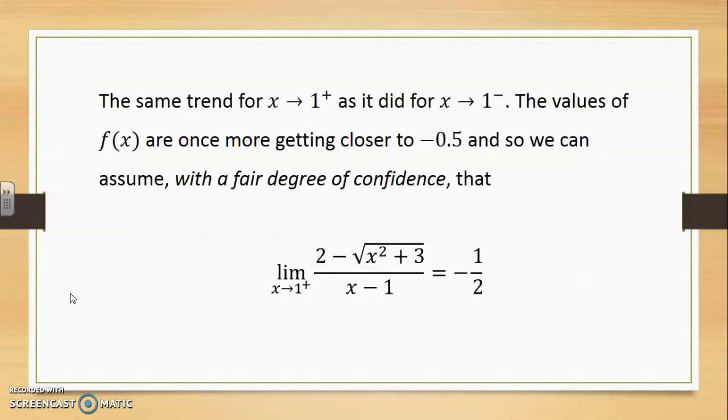So the same trend as x approaches 1 from the right occurs as it did for x approaches 1 from the left. The values of f of x are once again getting closer to minus 0.5, and so we can assume, again with a certain degree of confidence, that the limit as x approaches 1 of 2 minus root of x squared plus 3 over x minus 1 equals minus a half.